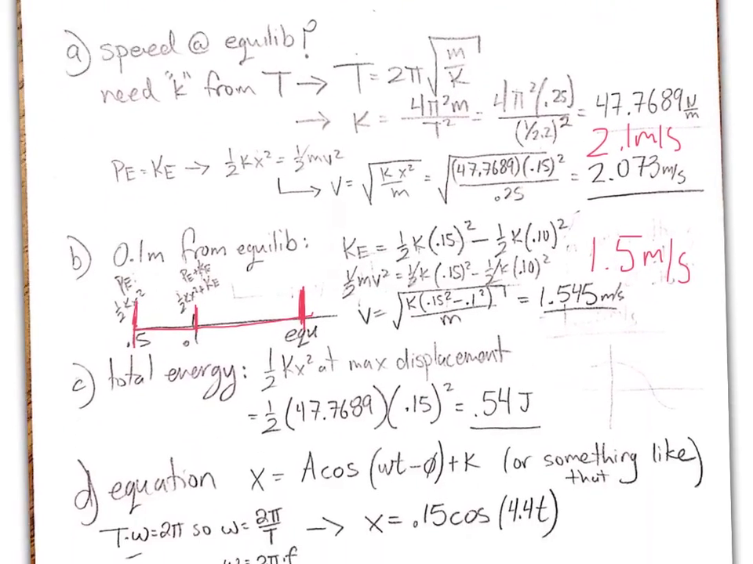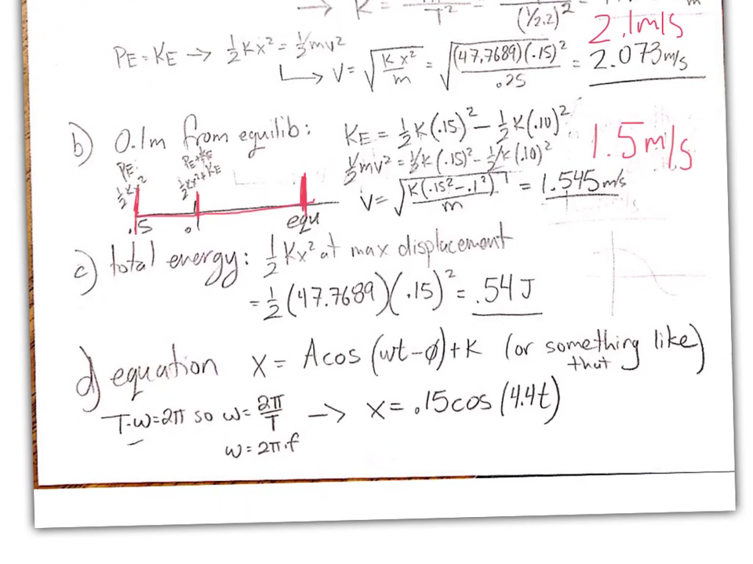Okay. So moving on to part C, total energy. Well, yeah, that's kind of easy. We just did that. 1/2 kx squared, where x is the amplitude or maximum displacement. Know that the units would be in joules, and we would have something like that.